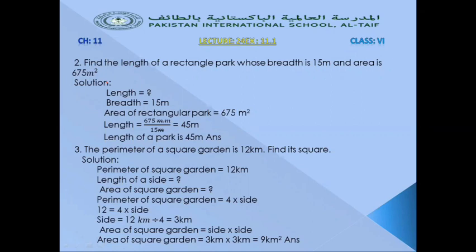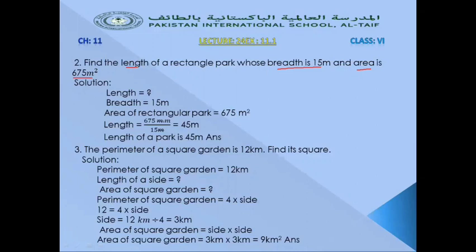First question: find the length of a rectangle whose breadth is equal to 15 and area is equal to 675. Two things we are given, and we have to find the length.